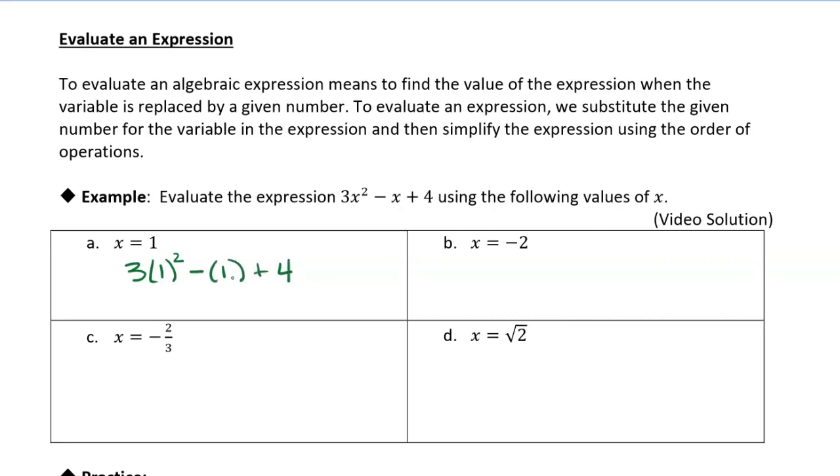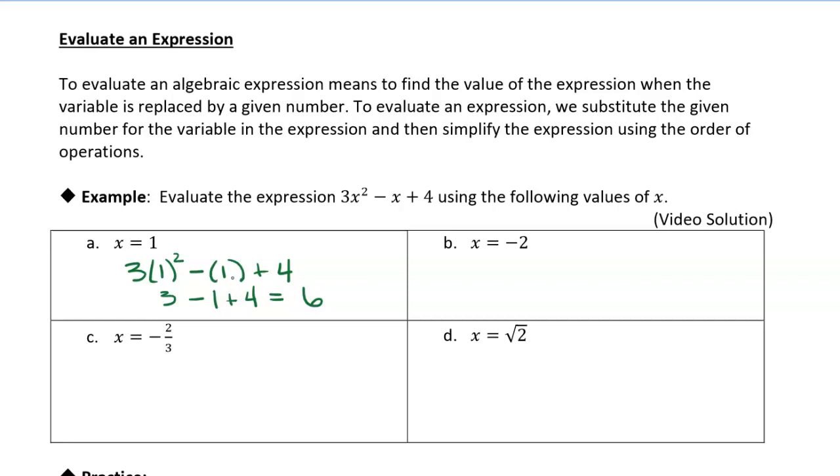Now notice I put parentheses around the input to this expression. You can think of that x as being a receptor for the input, and we have to evaluate that whole input. In this case it doesn't really matter because we have 1 squared, which is 1, times 3, which is 3, and then minus 1 plus 4. We get 3 minus 1 is 2, plus 4 is 6. So the value of this expression when x is equal to 1 is just 6.